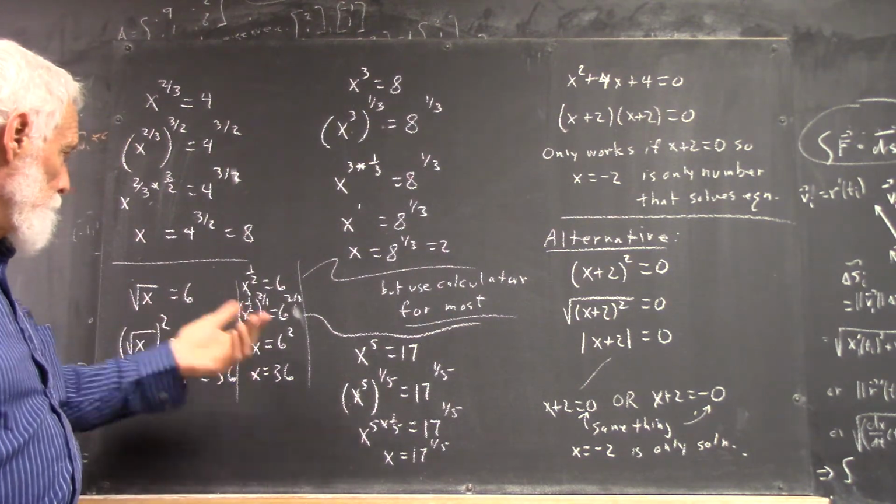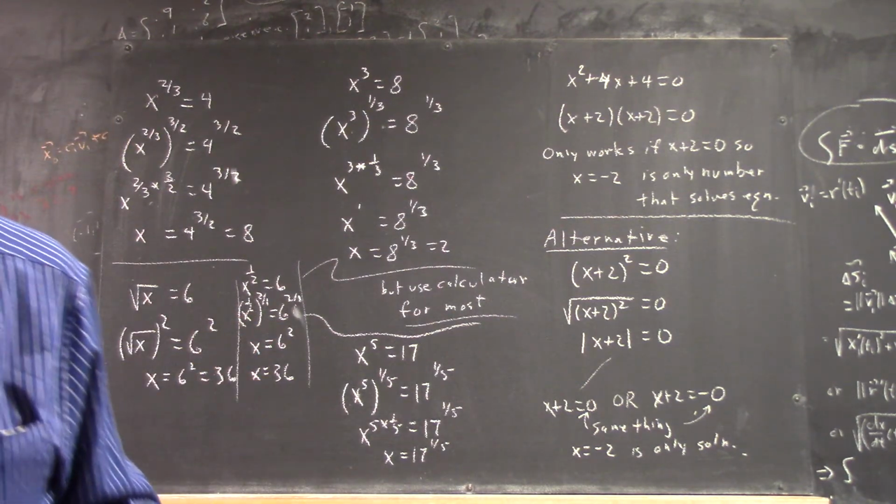Okay, then we have square root of x equals 6, and you can look at the video on that, but that one's pretty straightforward.